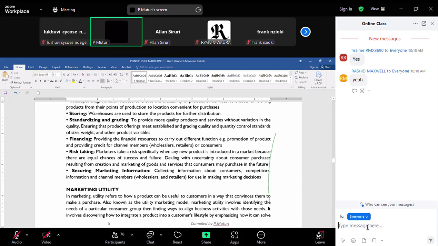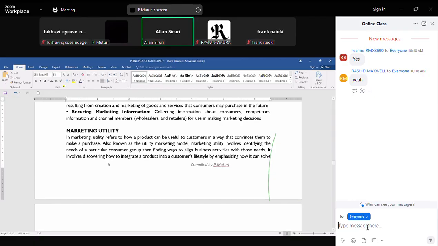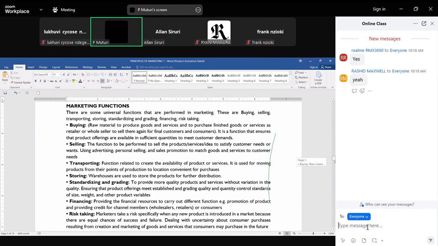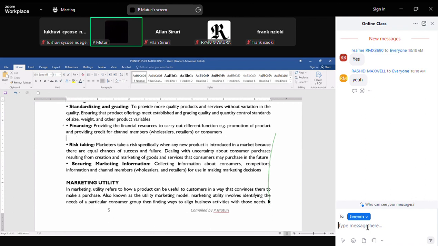Okay. Let's look at the concept of marketing. Yes. What about pricing? Yeah, you could add it somewhere there. Yeah, that's why I said this list is not entirely necessarily complete. You can add pricing. Yeah, so pricing of goods and services, a key function of marketing.